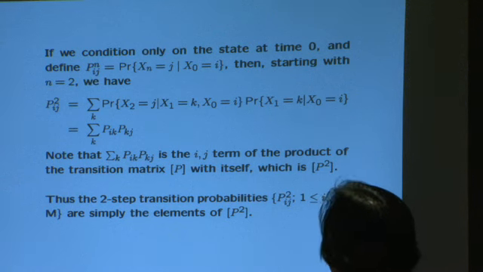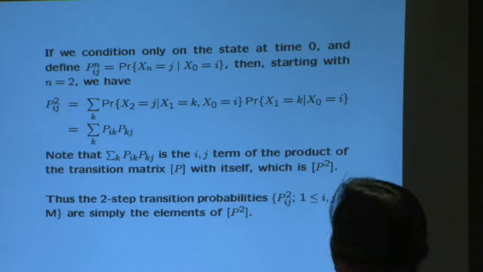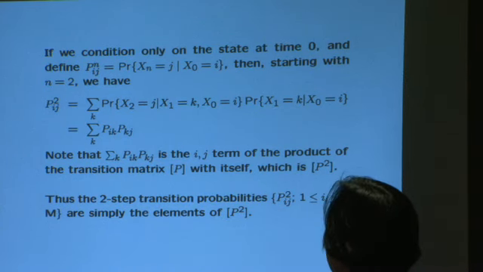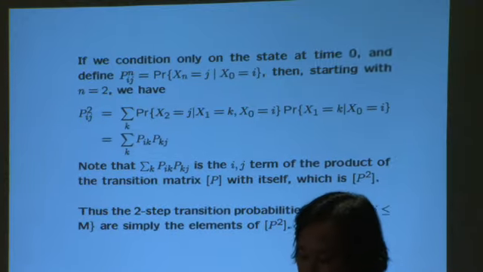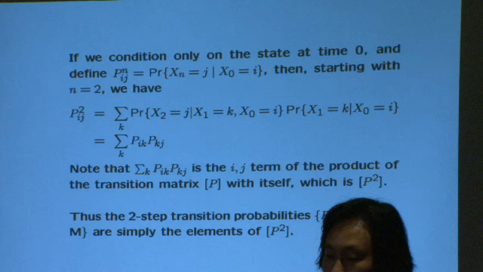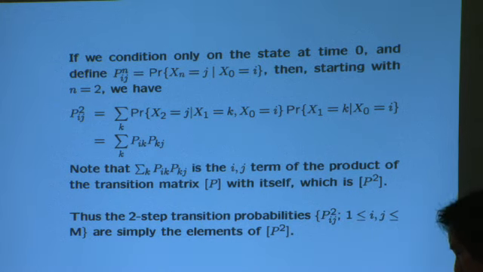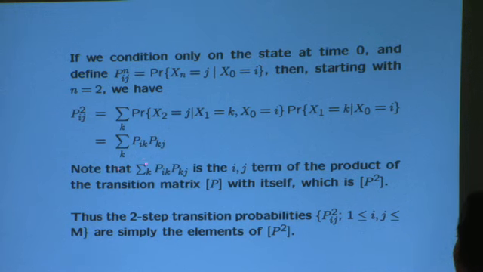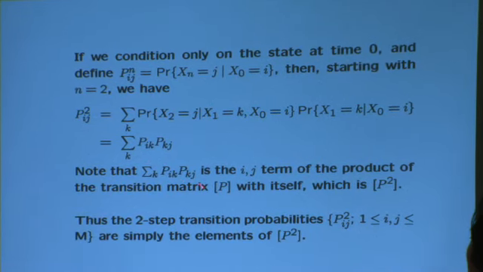So remember, we started in state i. But this has to be multiplied by the probability that X1 is equal to k, given that X naught is equal to i. And we have to sum this over all the states k in order to get the total probability. So this is just the probability of ij in 2 steps. It's the probability of i going to k, times the probability of k going to j, summed over all k states.